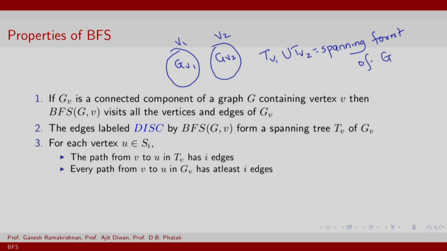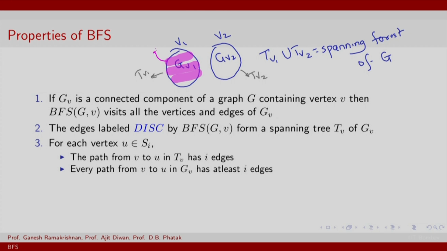So the tree you get from each of these is basically a subset of the corresponding graph. Now for each vertex in S_i, the S_i was the sequence that we populated at different levels. The path from v to u in T_v has i edges. So the S_i basically correspond to different slices in the same graph. So S1, S2, S3, these were the slices in a single graph.